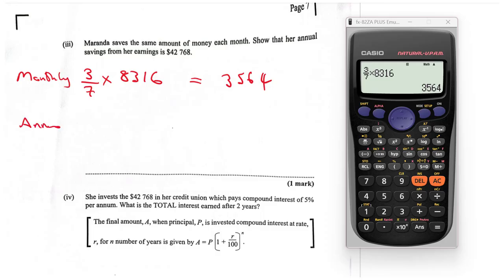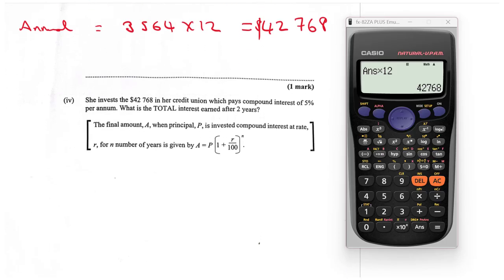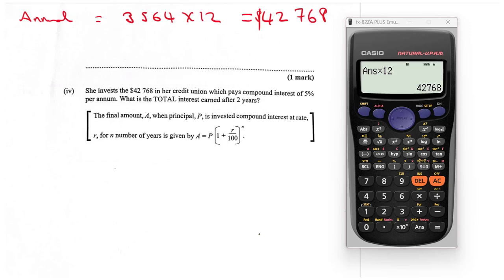So this is monthly. To find the annual, it's going to be 3,564 times 12. So if we multiply this answer by 12, we get $42,768. Right? Let's move on to part 4 of the question. She invests the $42,768 in her credit union, which pays compound interest of 5% per annum. What is the total interest earned after 2 years?